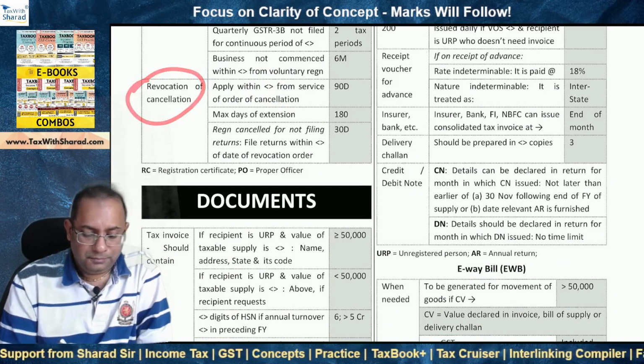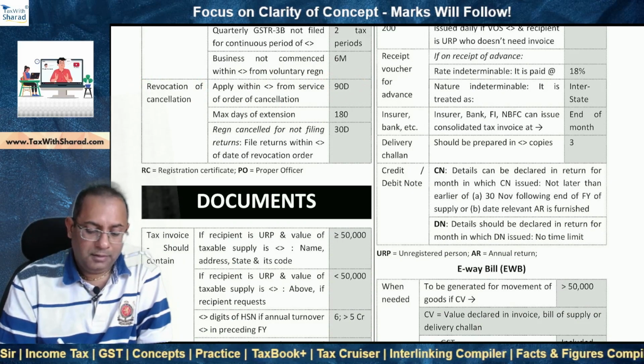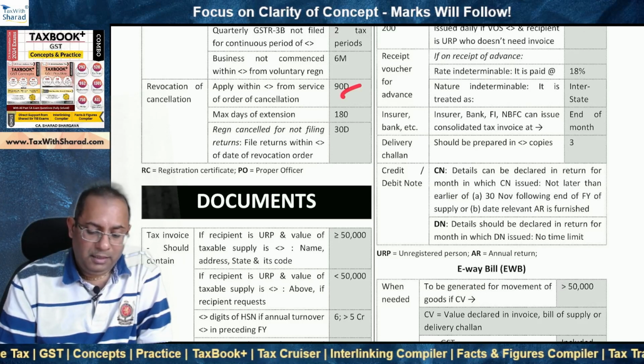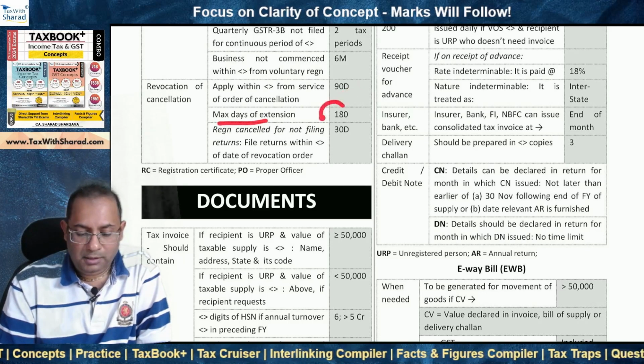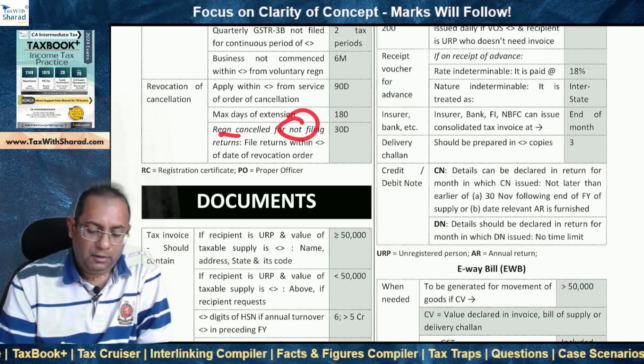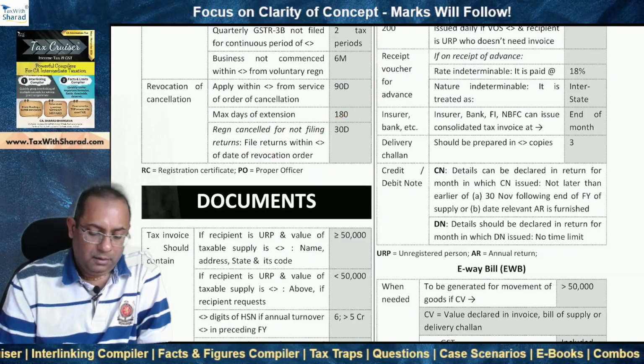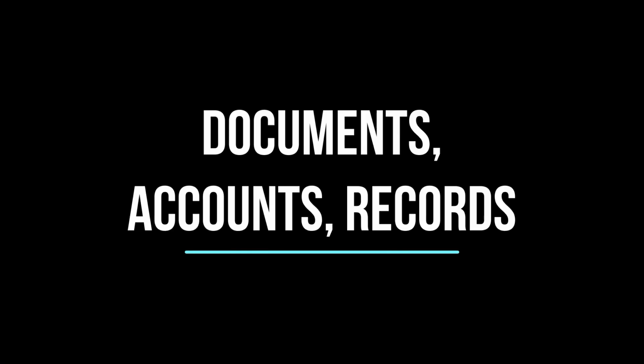Revocation of cancellation. For that, one needs to apply within 90 days from service of order of cancellation. This 90 days can be extended, but the maximum days of extension is 180 days. If the registration has been cancelled for not filing of returns, then one needs to file returns within 30 days of the date of revocation order.